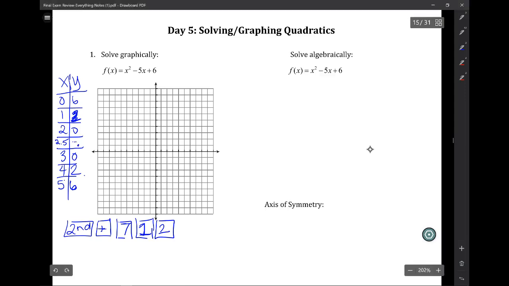So negative 0.25 appears to be the y value of my vertex point. So now I'm going to plot these points on my grid. So 0, up 6, over 1, up 2, 2, 0, 2.5, down just a quarter space, 4, up 2, and then 5, up 6.